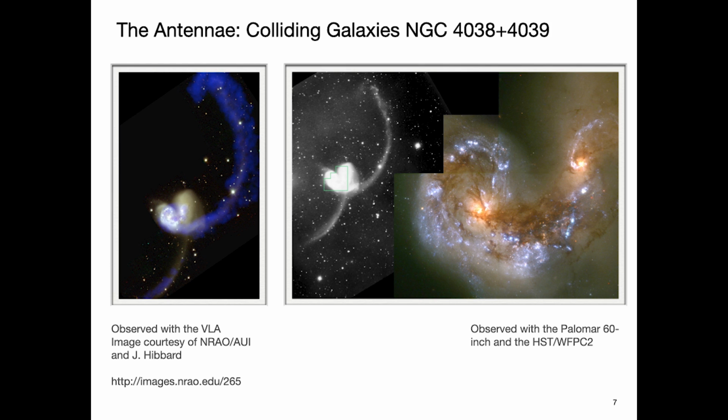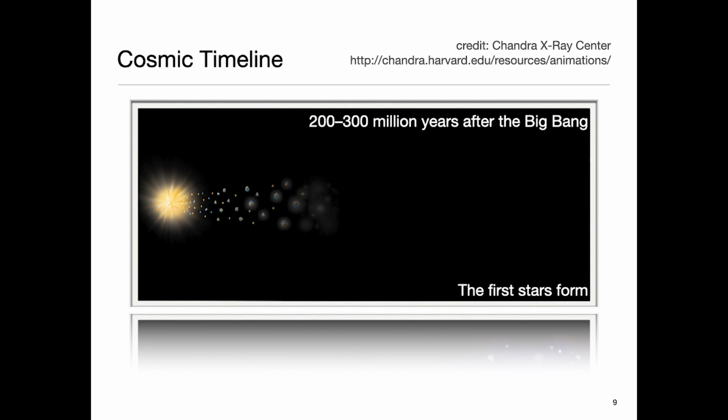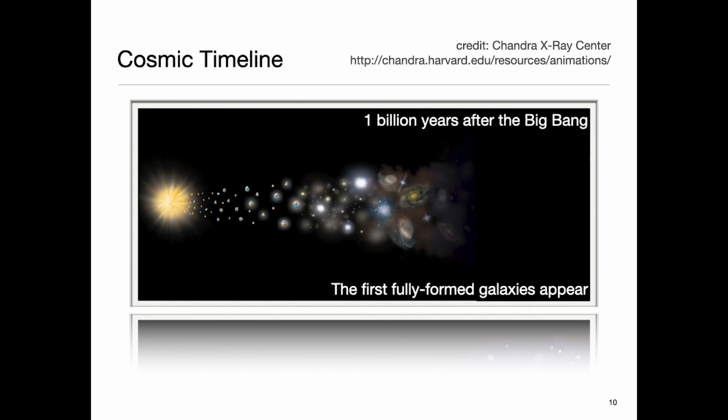But if we go back and look at the story from the beginning, I can now set the stage for the next speaker. At the very beginning, about 200 to 300 million years after the Big Bang, we think that the first stars formed. Fast forward to about 1 billion years after the Big Bang. At that epoch, we can now see the first fully formed galaxies.